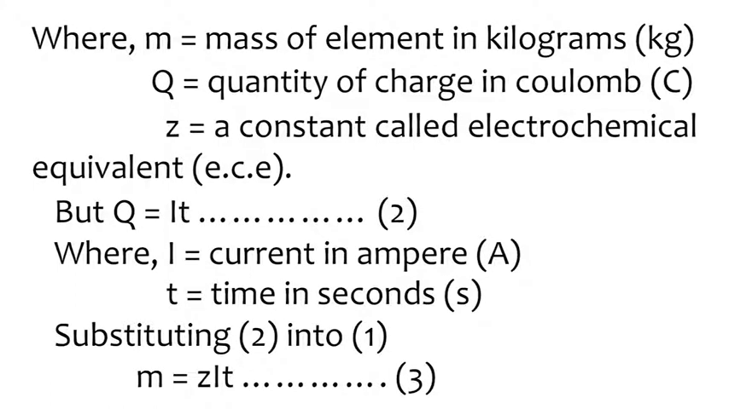where small m is the mass of element in kilograms, while capital Q is the quantity of charge in coulomb. Then our Z is a constant called electrochemical equivalent, and we use small letter e, small letter c, and small letter e to denote electrochemical equivalent, ECE.